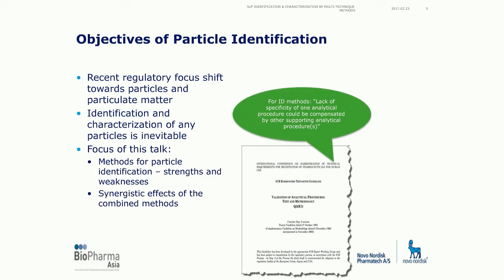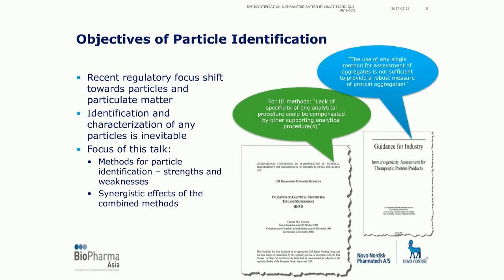But if you use a supporting method, then you are still on the safe side with regards to the regulatory expectations. And these expectations are also carried on to the FDA guideline that we've seen. Here we can see that the FDA, they do expect us to use more than just one single method for analyzing these protein aggregates that may be present in the product.